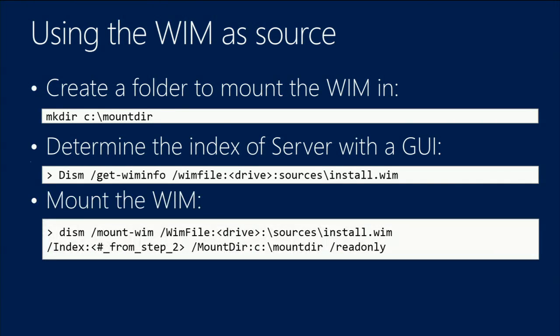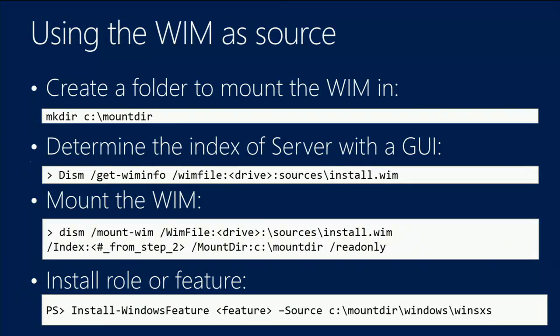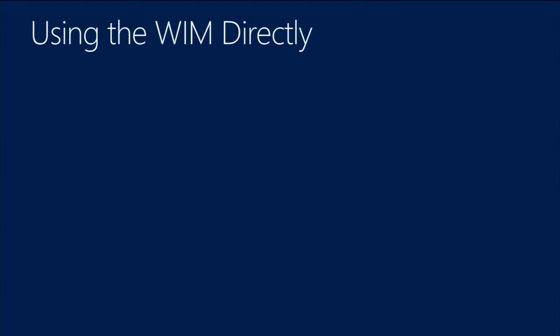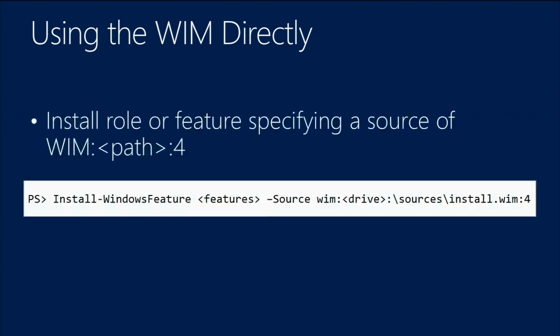Okay? Then we're going to use DISM to mount that WIM. Just see that we're mounting that onto the mount directory. And then when we get to the PowerShell command, all we're going to do is say, hey, I want to use the source. I'm going to use that mounted WIM. Go to the Windows WinSxS directory, and then use that as the reference. Okay? So it's actually pretty simple, but it can be even simpler. Because we did all the heavy lifting for you, we can use the WIM directly.